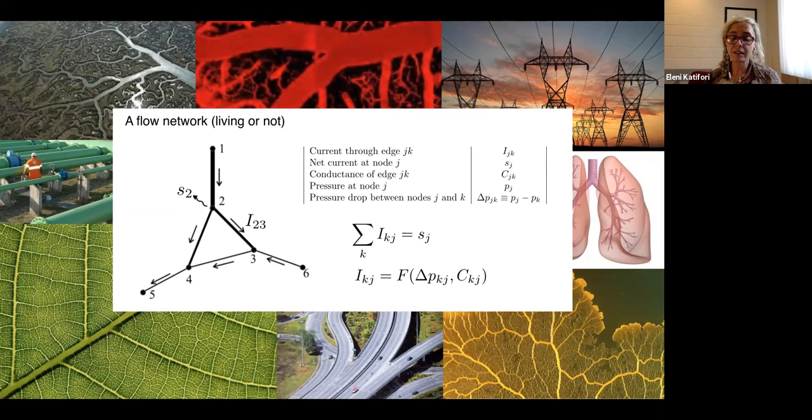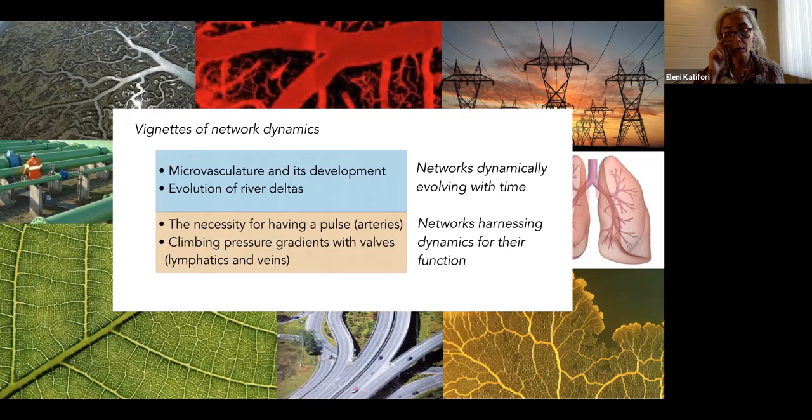I get that the flow is equal to the conductance times the pressure drop, or if this was an electrical current, instead of the pressure drop, you would say the voltage. So this is essentially the workhorse. Now I will be using that workhorse, a very, very basic workhorse, to discuss some vignettes of network dynamics.